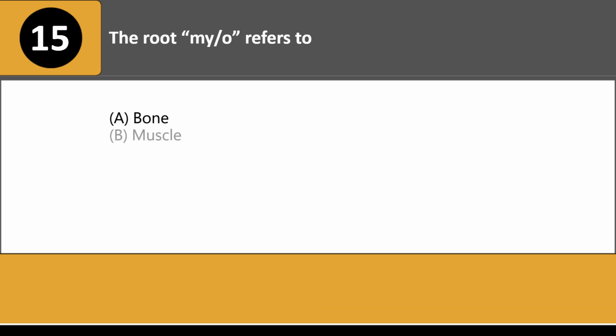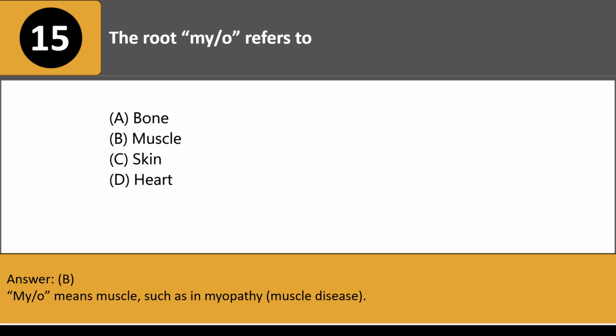The root my/o refers to A. Bone, B. Muscle, C. Skin, D. Heart. Answer B. My/o means muscle, such as in myopathy, muscle disease.